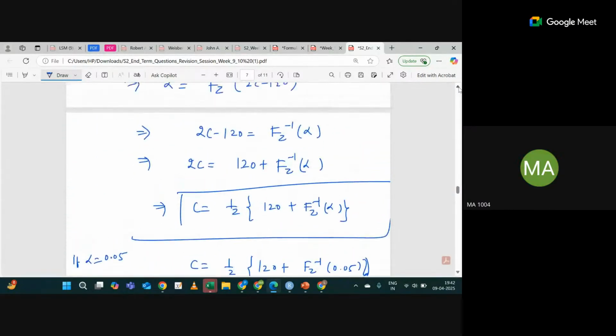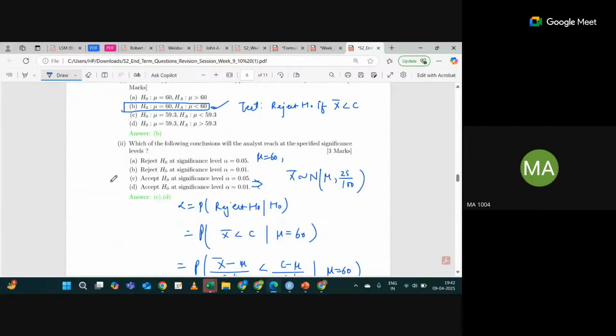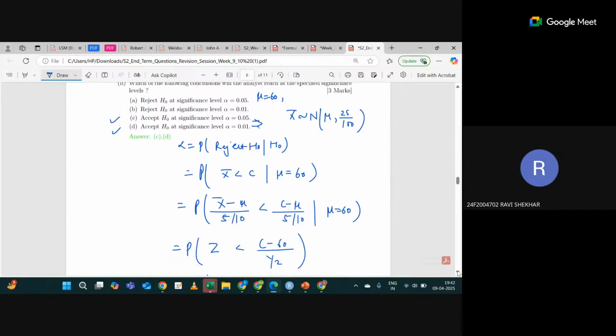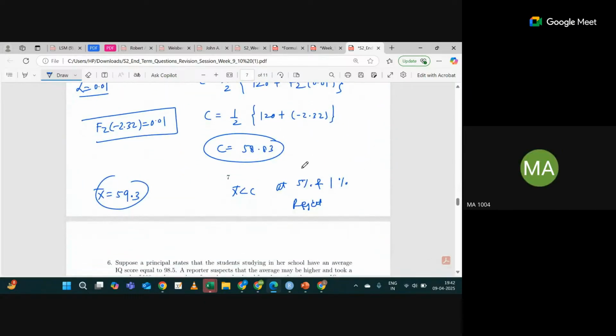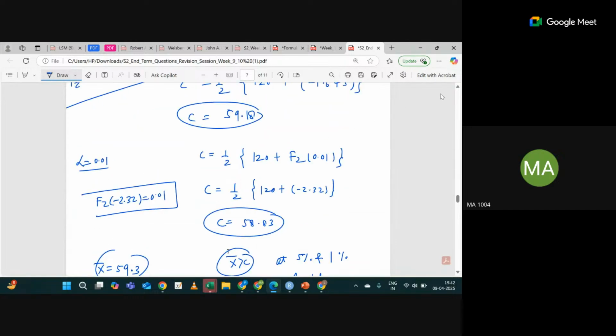You can see options C and D say accept. So X bar is greater than C. You can see X bar is 59.3, so 59.3 is greater than this part, and 59.3 is greater than this part also, right? So we will accept this.